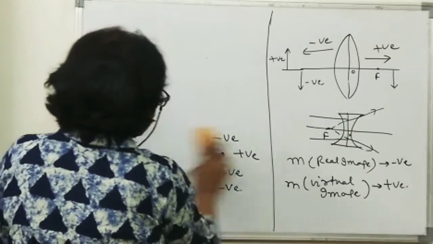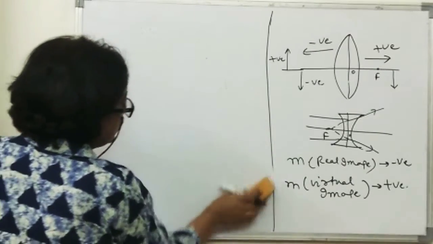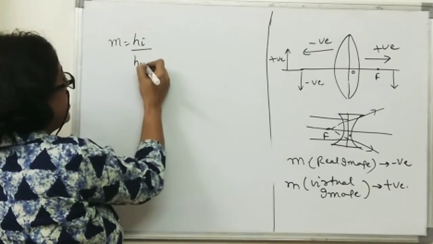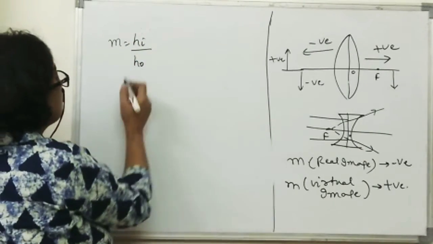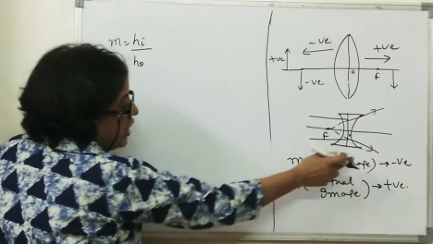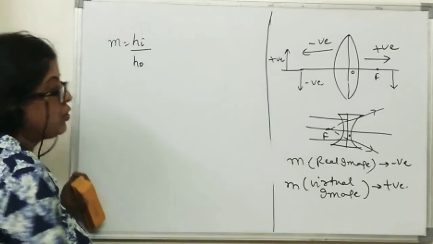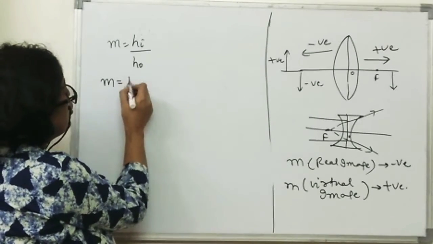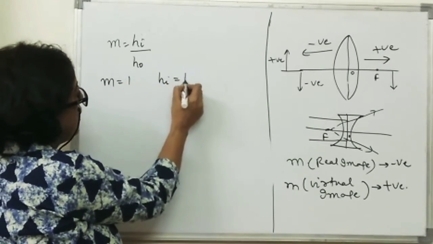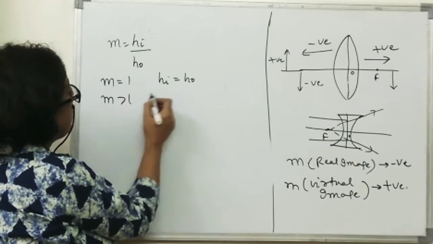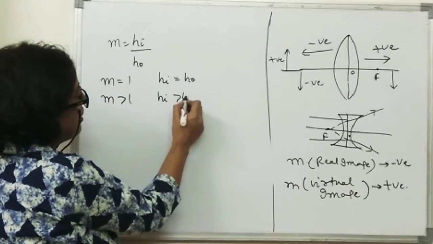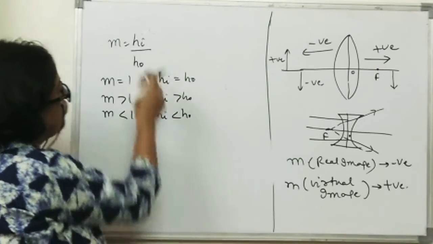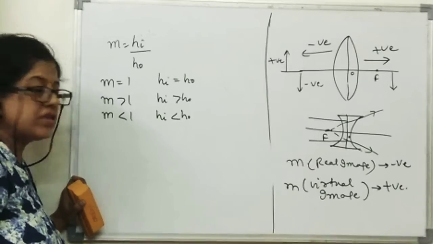Now let's talk a little bit more about M that I have already told you. M for mirrors, we've already discussed this. M is HI by HO. So the sign is negative for a real image, positive for a virtual image. Let's quickly revise. M equal to 1 means HI is equal to HO. M greater than 1 means HI bigger than HO. M less than 1 means HI less than HO. Obviously, from this relation, we derive this information.